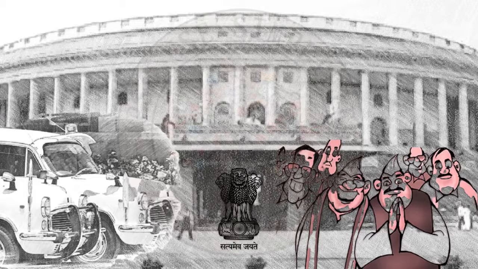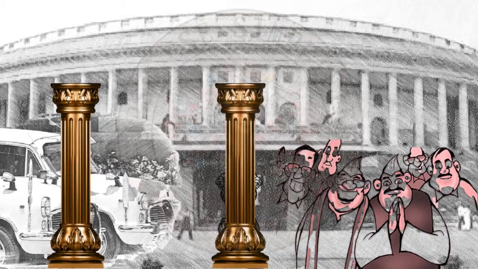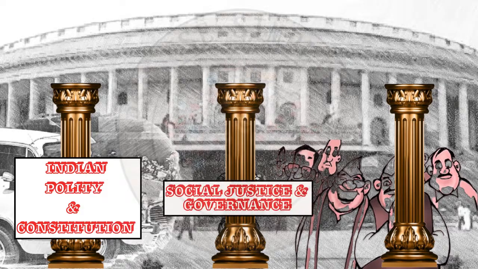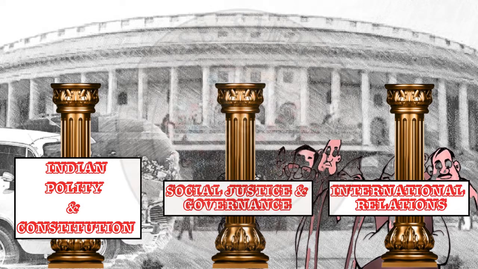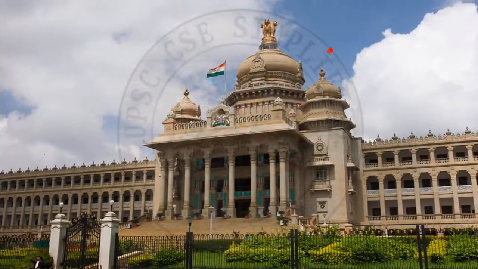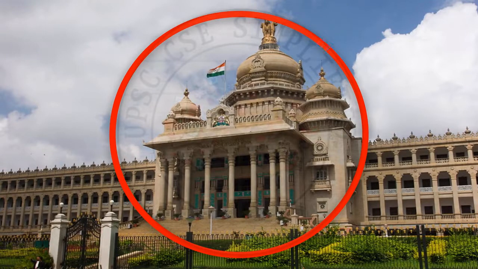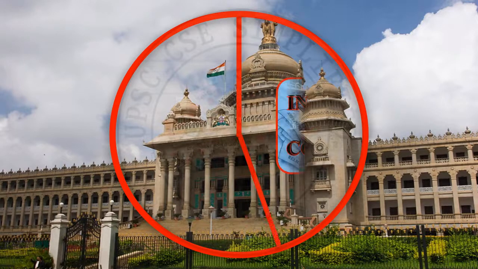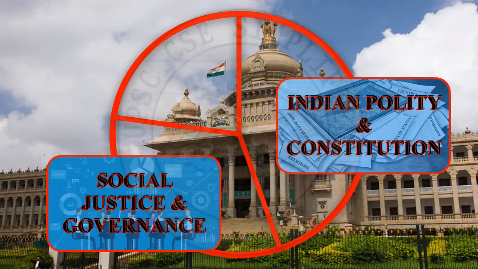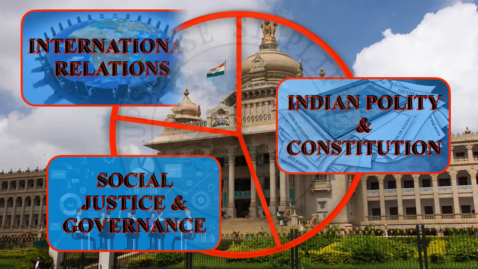So General Studies 2 is divided broadly into three main pillars. First is Indian Polity and Constitution, second is Social Justice and Governance, third is International Relations. If we look at the section-wise weightage analysis, then around 45% of the syllabus comprises Indian Polity and Constitution, another 35% comprises Social Justice and Governance, and the remaining 20% comprises International Relations.